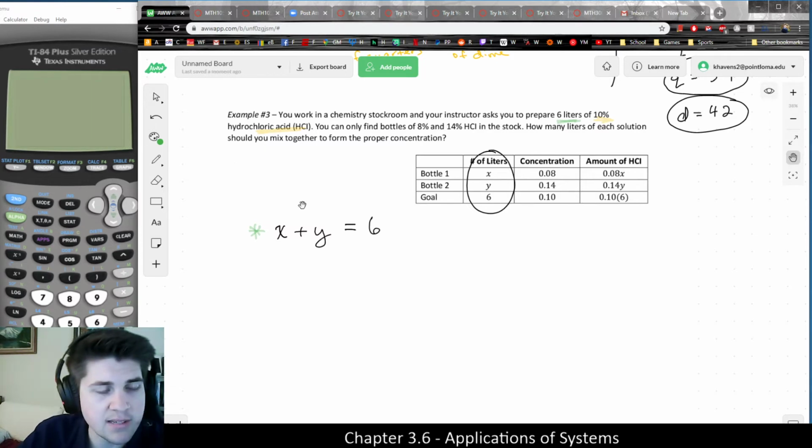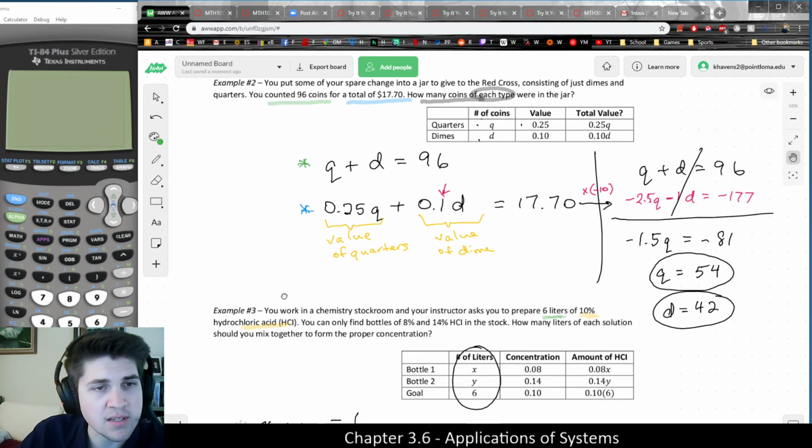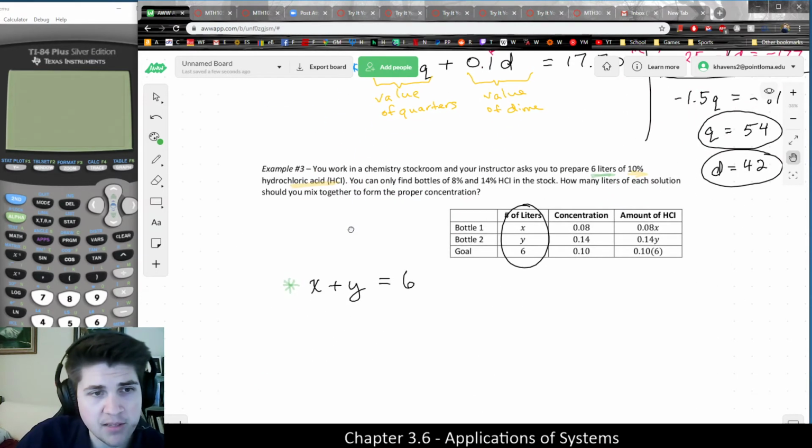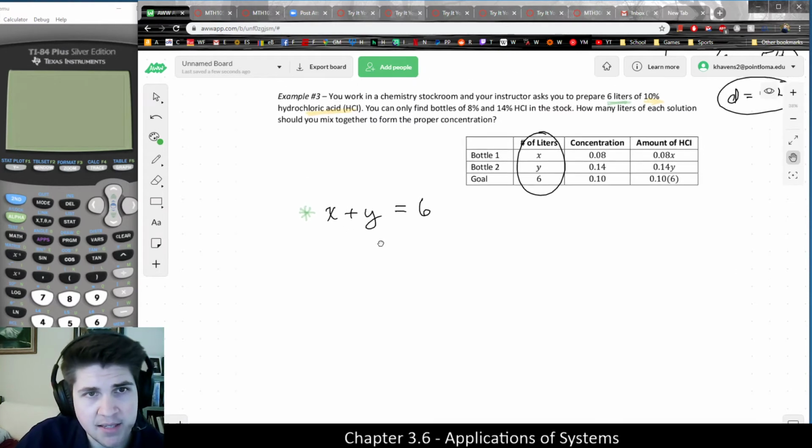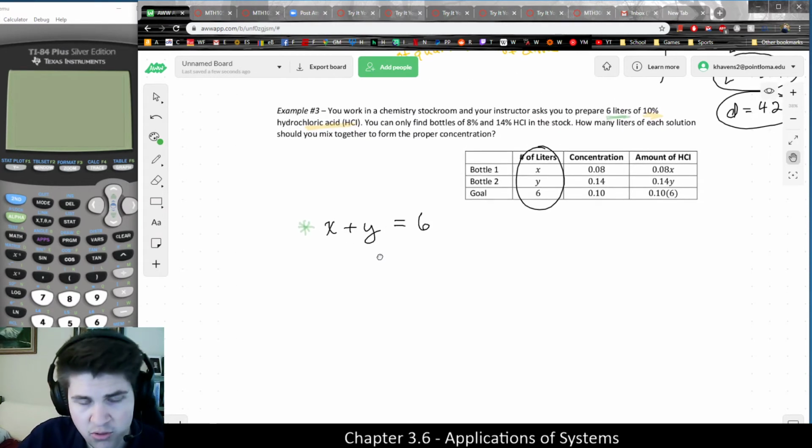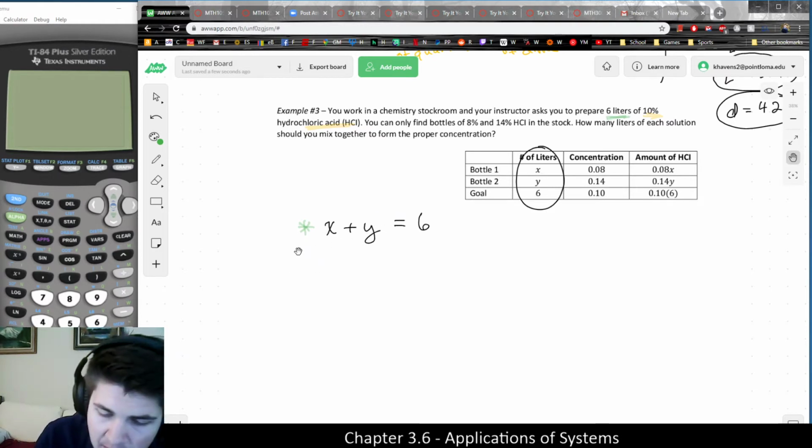Kind of like with the quarters and dimes, when I'm mixing those quarters and dimes. It's a very similar structure to this example, which is why I wanted to start with that. When I mix those together, I'm going to get 6 liters of total new solution. This equation ensures that I have the right amount. I also want to make an equation that makes sure I have the proper concentration, basically that my answer does come out to 10%.